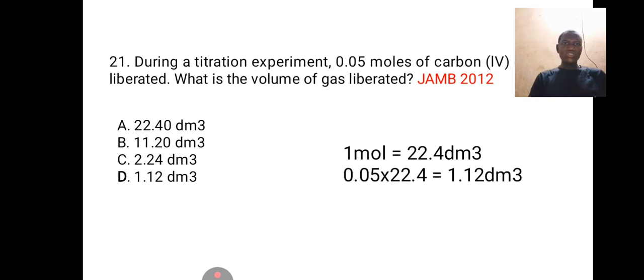Oh, this is a real JAMB question, 2012. This question says, during a titration experiment, 0.05 moles of carbon dioxide was liberated. What is the volume of gas liberated? This question is actually based on a law. In one of the videos I have made, all the videos are there. You can check my handle and watch them one after the other if you are stumbling on my videos for the first time. If you are my returning student, I believe you can remember that I have treated this, and I've given you assignment questions on something similar to this.